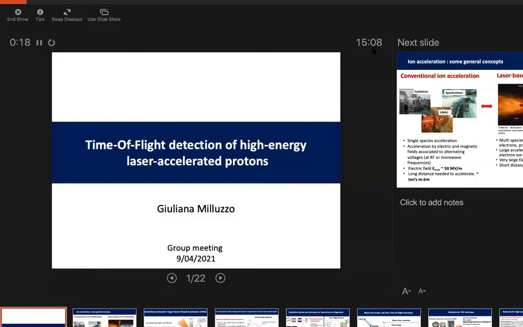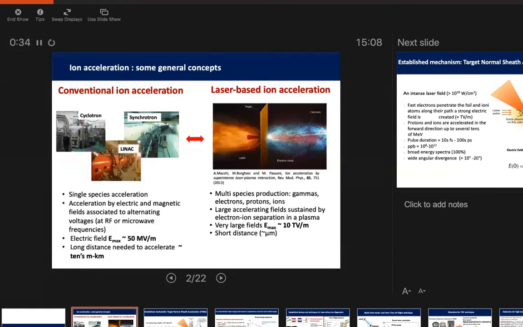Okay, today I will talk about the time of flight technique that many of you already know, and on the detection of high energy protons, laser accelerated protons, with this technique. For those who don't know about laser acceleration, this first slide is just showing what laser-based ion acceleration is, in contrast to the conventional technique.